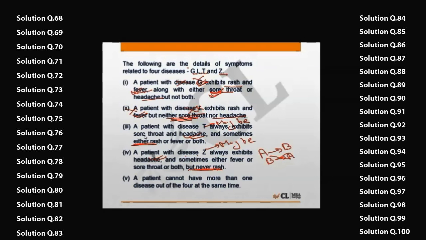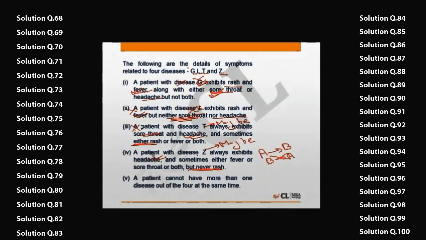So let's move to the third condition. A patient with disease T always exhibits sore throat and headache, and sometimes either rash or fever or both. Now, it is given that our patient in this question exhibits neither fever nor sore throat, but a patient who suffers from disease T exhibits sore throat. So we can again be fairly confident that this person does not suffer from disease T also.